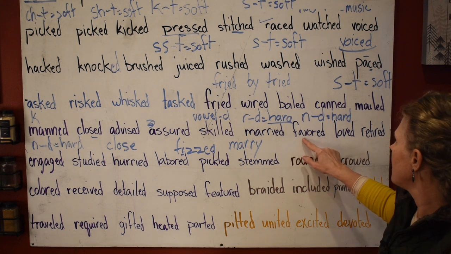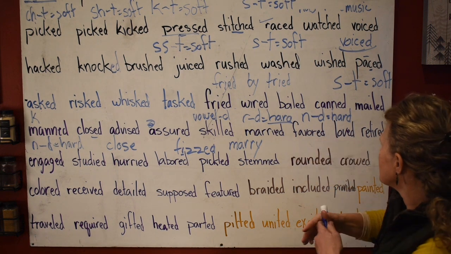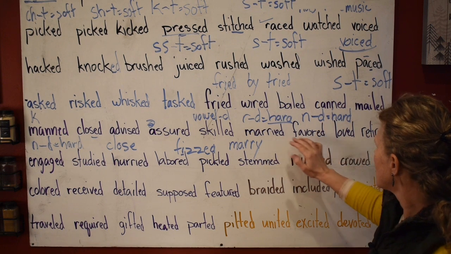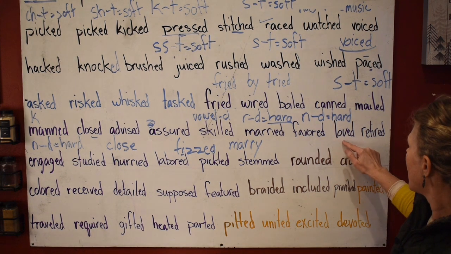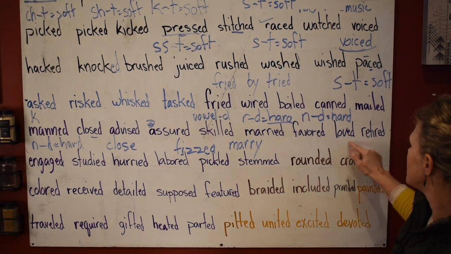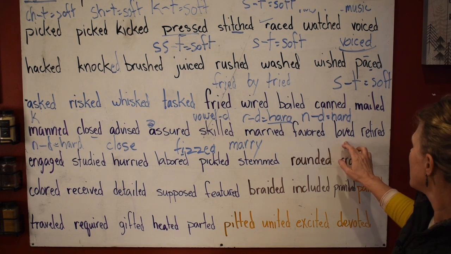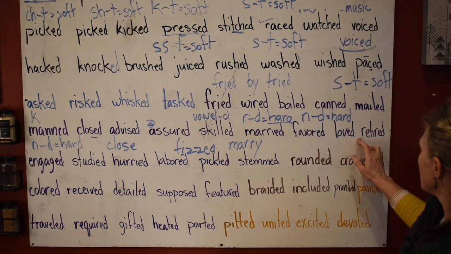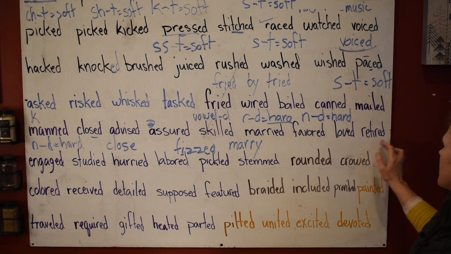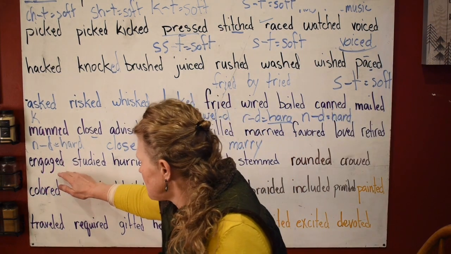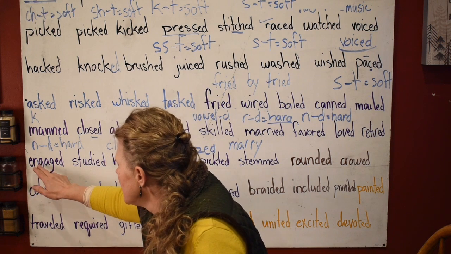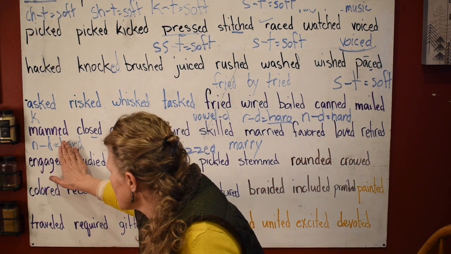Favored, favored. So the sound goes to the D sound, favored. Loved, loved. Same thing here. Retired, retired. See how that sound goes? Engaged, engage. There's your base word, engage.